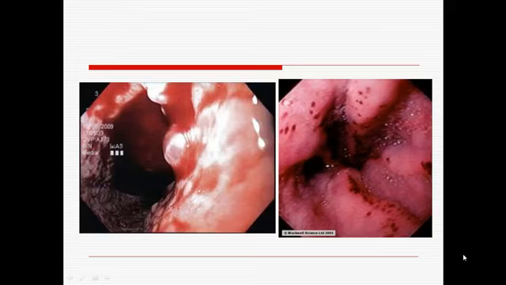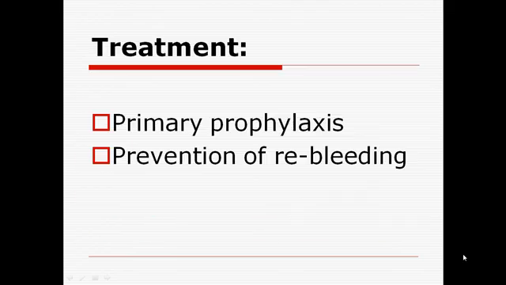Endoscopic view of esophageal varices. Treatment: primary prophylaxis and prevention of rebleeding. So in case of gastroesophageal varices, what type of treatment may be given? You may be asked this question. You will simply answer that we have to maintain primary prophylaxis and prevention of rebleeding.